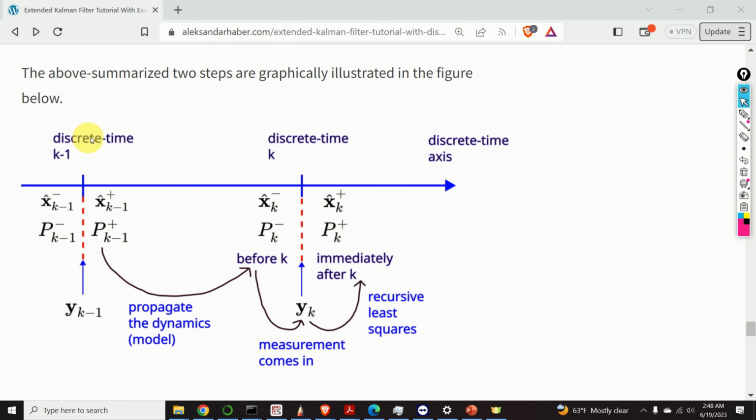This computation process is summarized by this graph. Here we are at the beginning, at the discrete time instant k minus 1, or better to say immediately after this discrete time instant. We have the a posteriori estimate and covariance matrix. At the time instant k minus 1, we propagate these values through the dynamics of the system. Then we obtain the a priori state and covariance matrix before the time instant k. Then the measurement comes in. Immediately after the time instant k, we update our state and the covariance matrix. That is, we compute the a posteriori estimates and we repeat this procedure recursively.